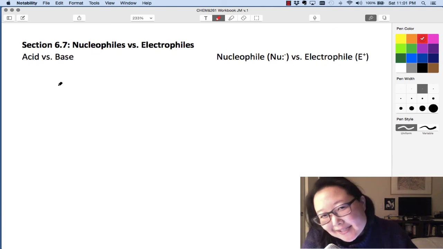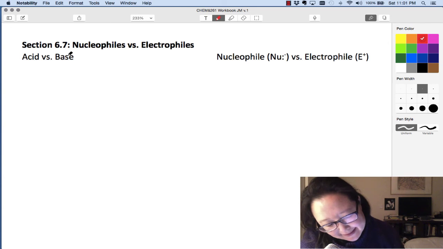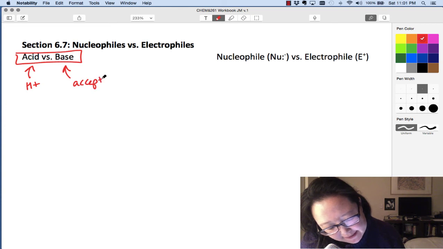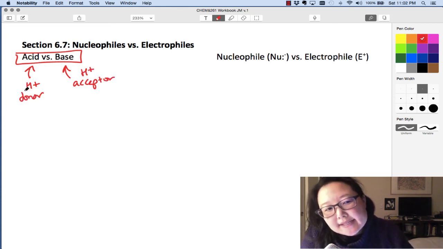So in the last part of this clip, I want to talk a little bit about some new vocabulary. So old vocabulary is acid and base. We tend to think of the Bronsted-Lowry definitions of acid and base, which are that an acid is an H+ donor and a base is an H+ acceptor.